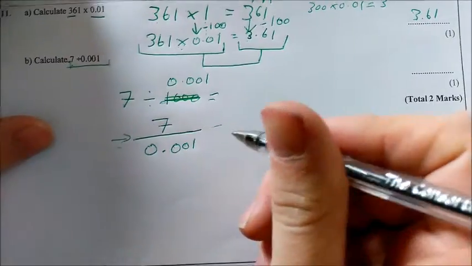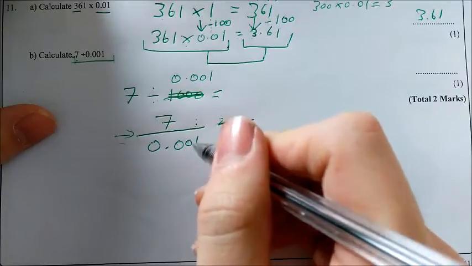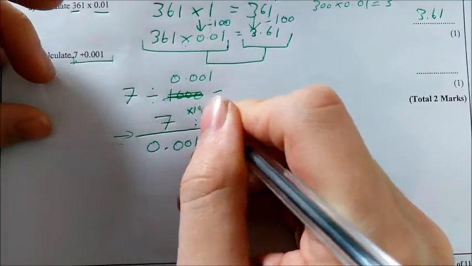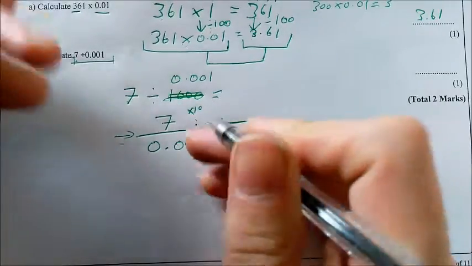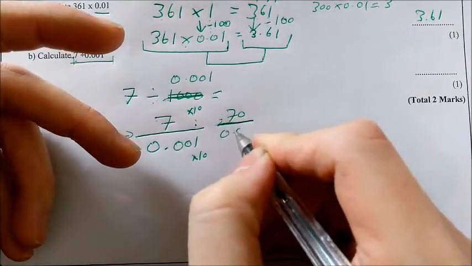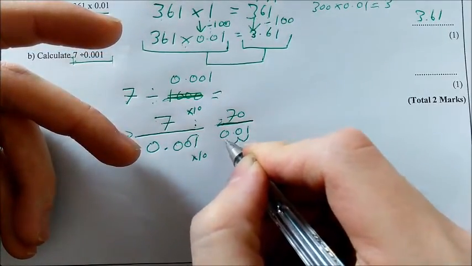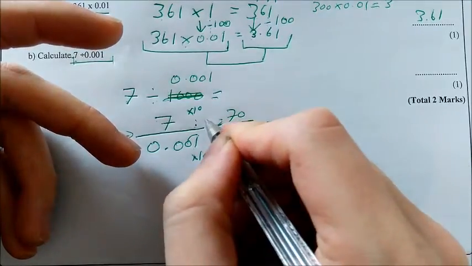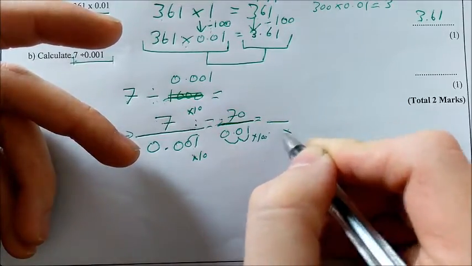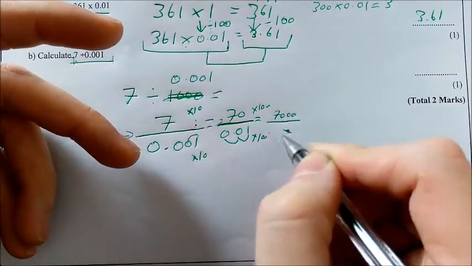Now, I don't like dividing by decimals. So what I'm going to do is I'm just going to keep multiplying both the numerator and the denominator by the same amount until I get rid of my decimals. So if I times this by 10, I times this by 10, I'm keeping them equal because I'm doing the same to both sides. So this would be 70 over 0.01 because I've moved up one column. And then I realise that I've got to move 2 more columns up before I get rid of my decimal. So I'm going to times this by 100 because I want to move up 2 columns. So times by 100, times by 100. So this is 7,000 over 1.